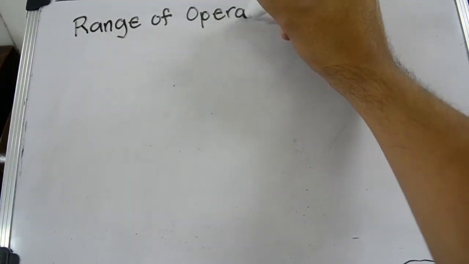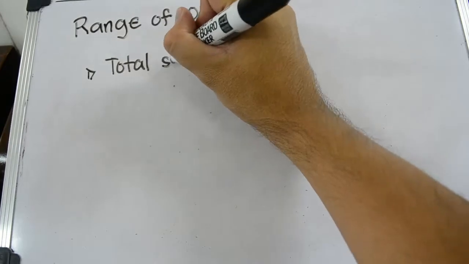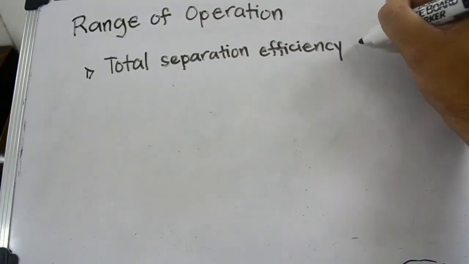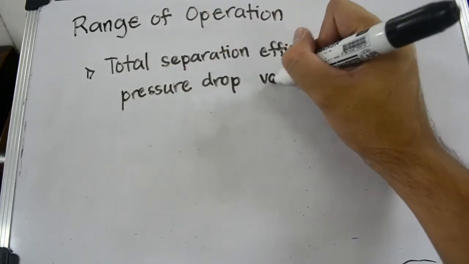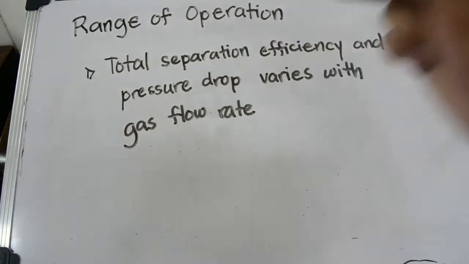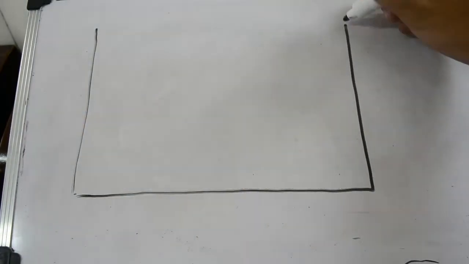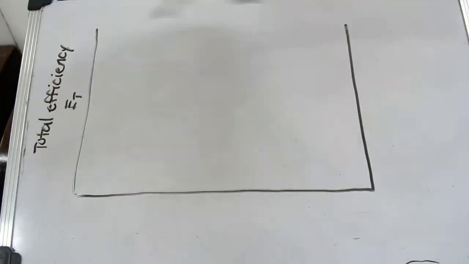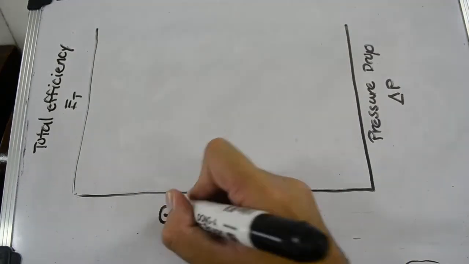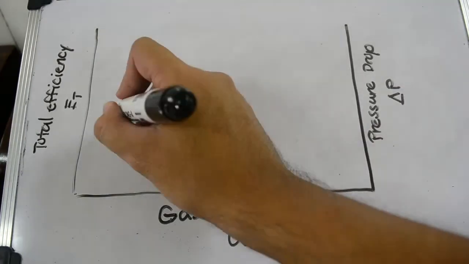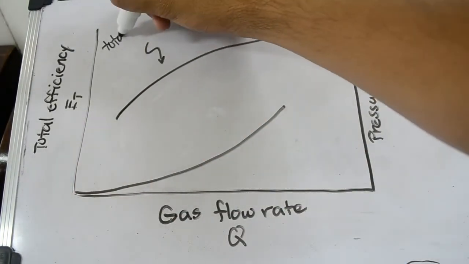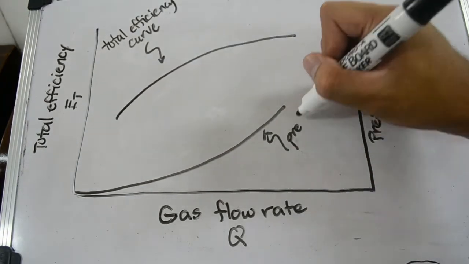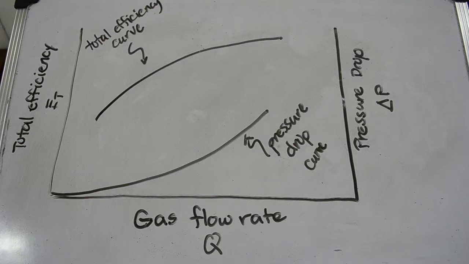Let's now proceed to the discussion of the range of operation of a cyclone separator. The total separation efficiency and pressure drop varies with gas flow rate. Let us draw a graph relating the total efficiency, the gas flow rate, and the pressure drop. As we can see here, we have two curves. We have the total efficiency curve at the top, and at the bottom, we have the pressure drop curve.